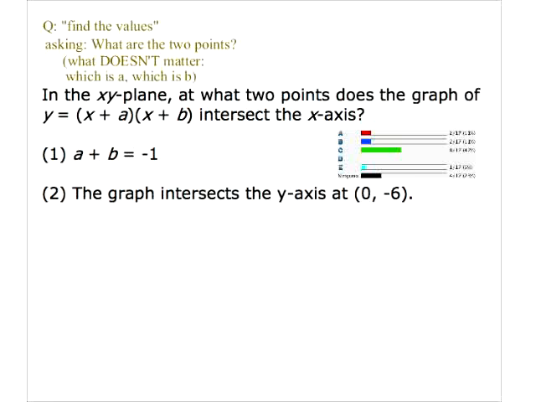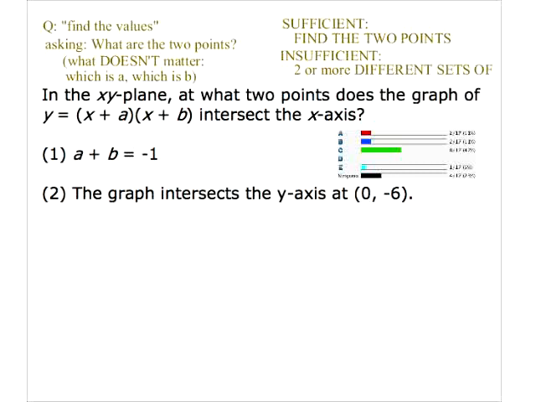Sufficient means you can find the 2 points. Insufficient means that you could have 2 or more different sets of 2 points, not just switching A and B. Okay, I'm going to run through this sort of quickly so that we might have time to do another problem.